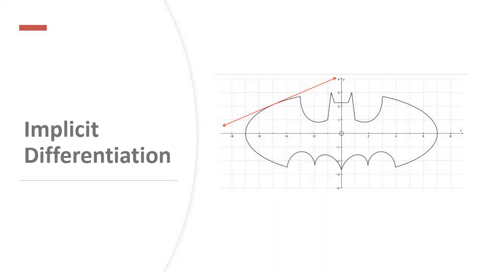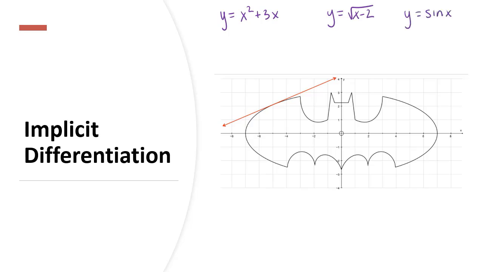The relationships we've differentiated so far have all been functions in which one variable is written explicitly in terms of another variable. So for example, y equals x squared plus 3x, or y equals the square root of x minus 2, y equals the sine of x. But not all relationships are defined explicitly. Some of them are defined implicitly.